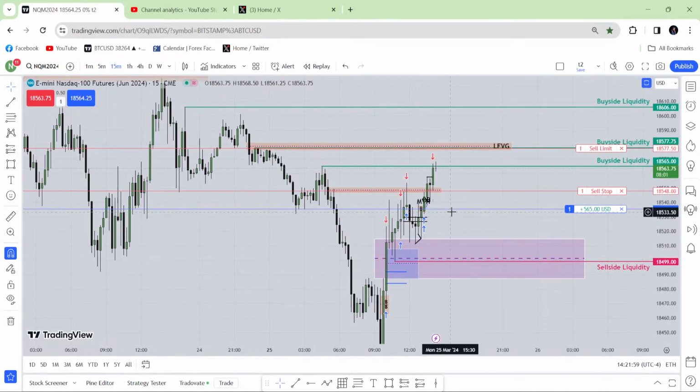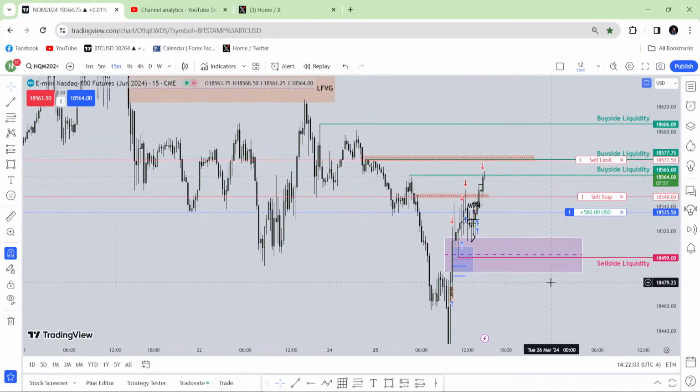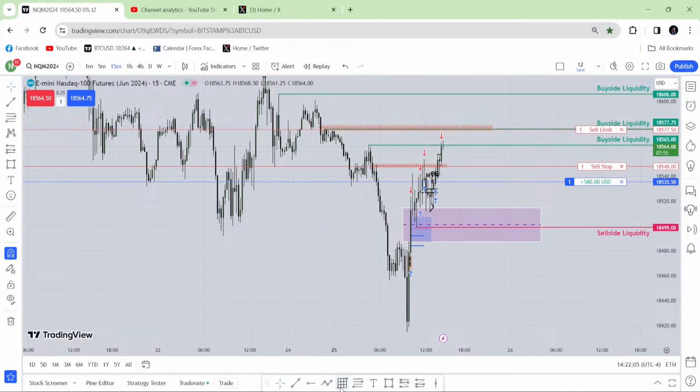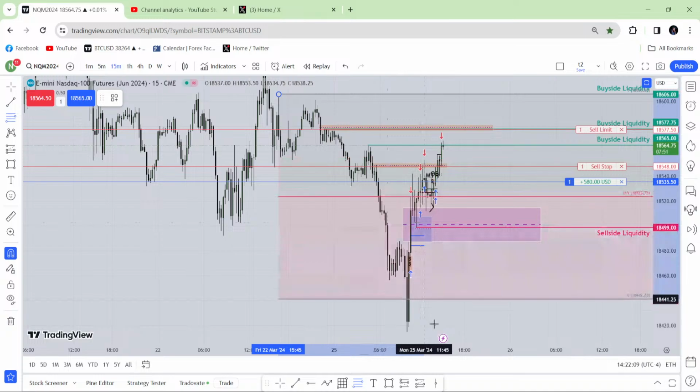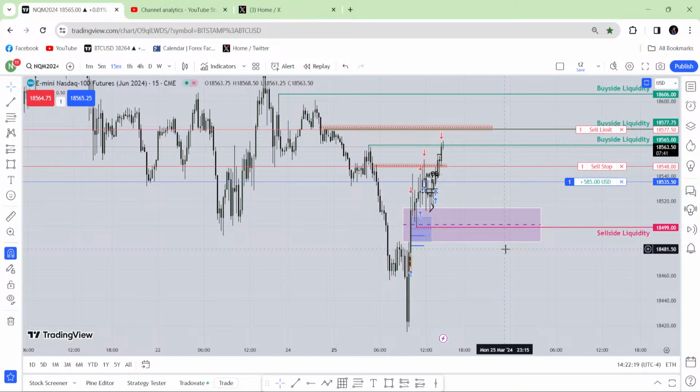Where did I take that entry? Is that premium or discount? Just look at that leg. Is it premium or discount? Okay, I'll go from here to here. Still in discount. Sorry, in premium. So I took my entry in the premium zone. The thing is, the market maker X model is awesome.